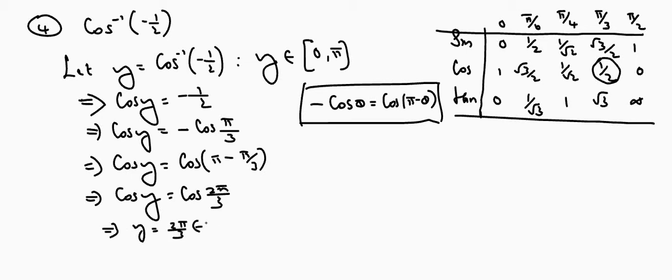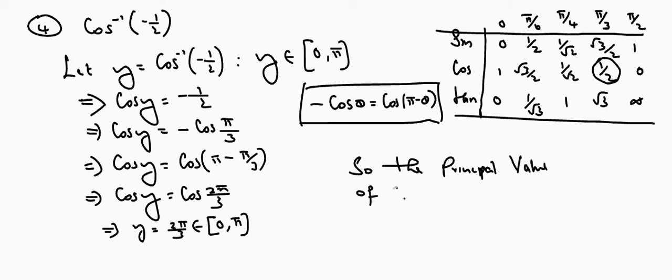2 pi by 3 is 120 degrees, which is an element of 0 to pi. So the principal value of cos inverse of minus 1 by 2 is 2 pi by 3.